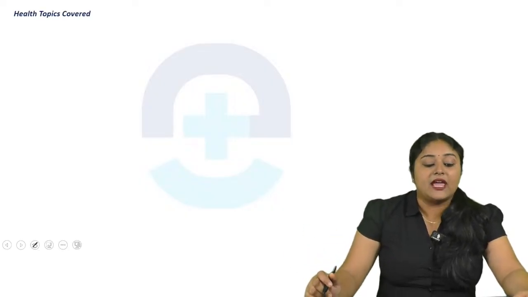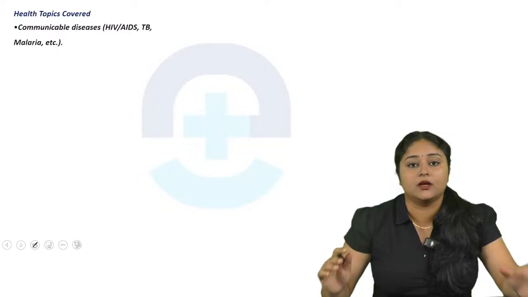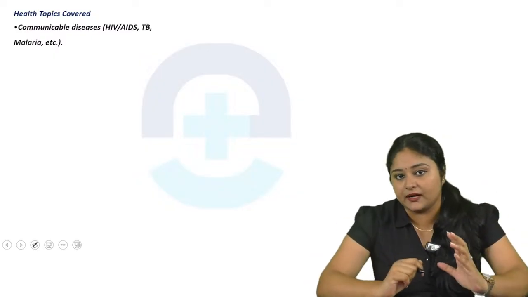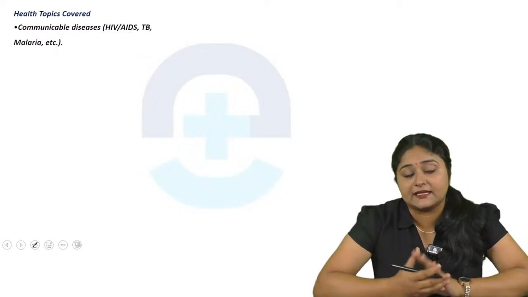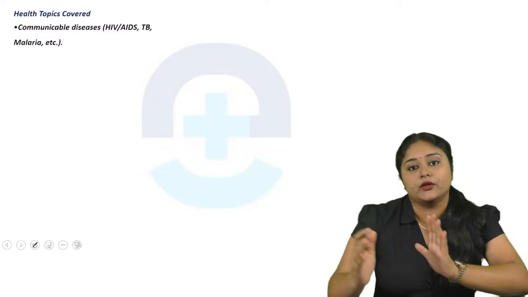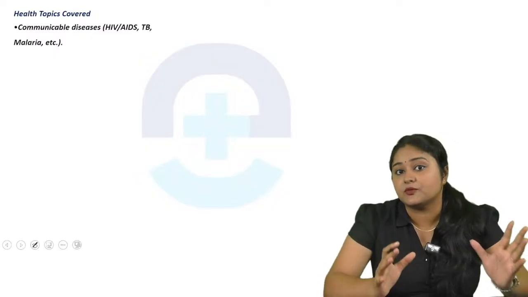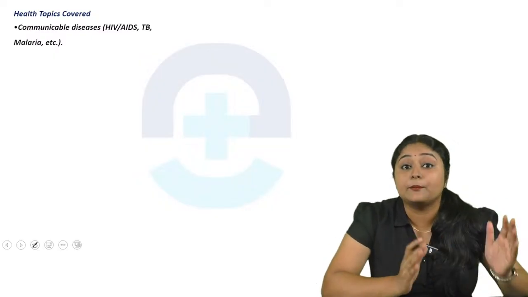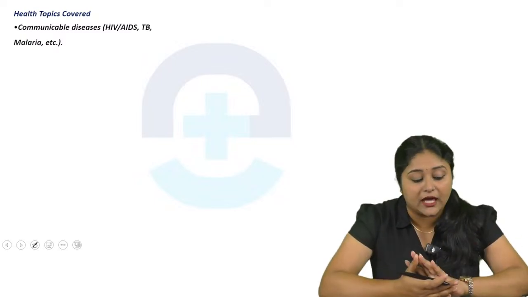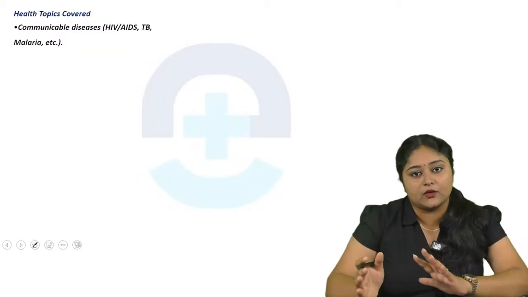So now come to the health topics covered. What topics we have to cover in health education. First is communicable disease. In this communicable disease, mainly we have to focus on HIV and AIDS. How is it going to spread? What are the main symptoms of HIV and AIDS? What is the main causative factor for HIV and AIDS? How can they prevent it? Okay, so everything. As well as tuberculosis, same.